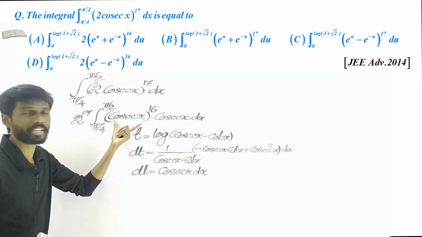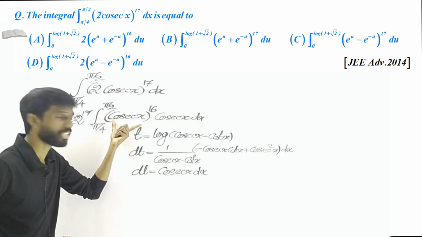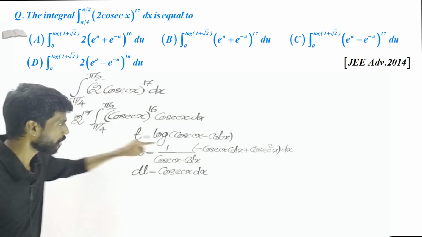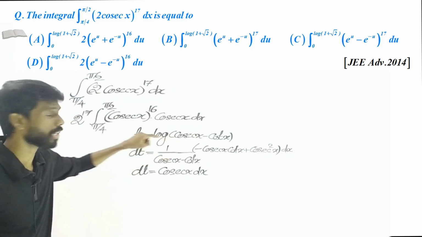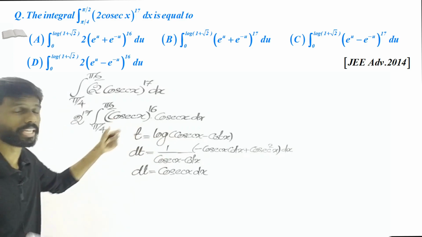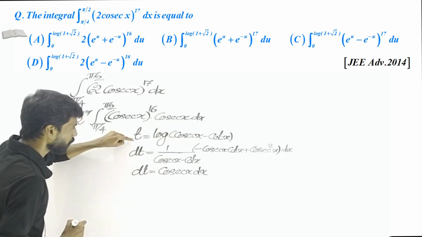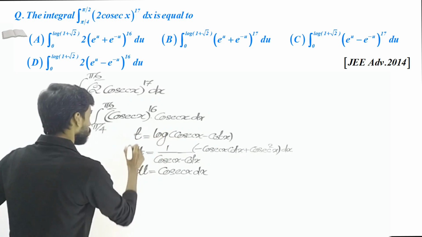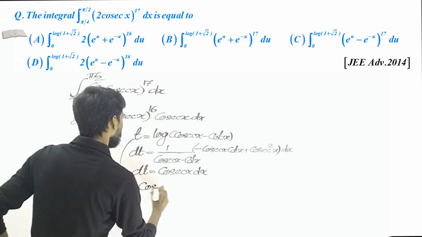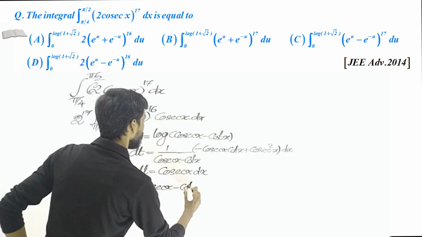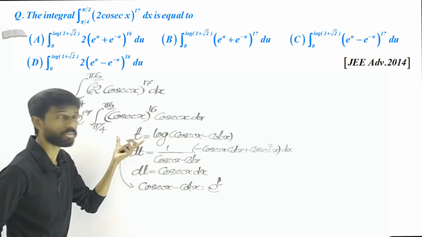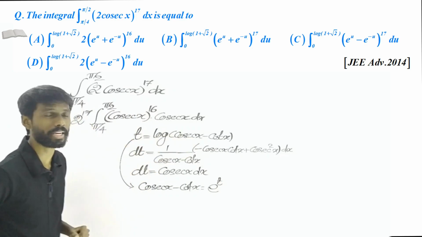But what about cosecant x? We don't know the value of that. We have to write this cosecant x in terms of t. So that is also important. We've got t, which is the log of cosecant x minus cot x, but we just need the value of cosecant x. For that we have to do this. So t equals log of this value, which means cosecant x minus cot x equals e to the power t. So log of this value is t, so e to the power t equals cosecant x minus cot x.